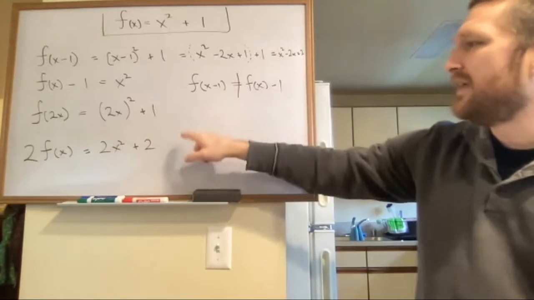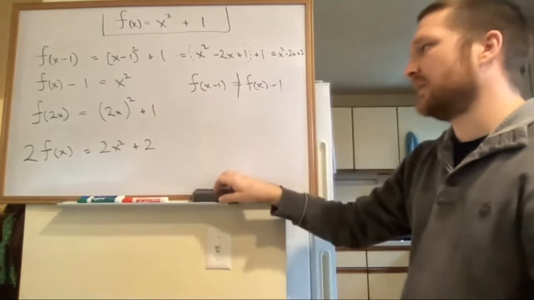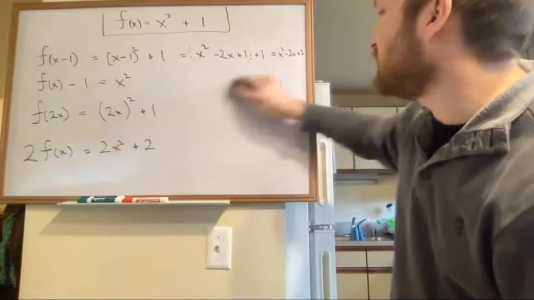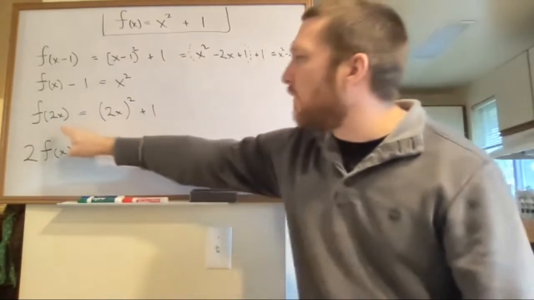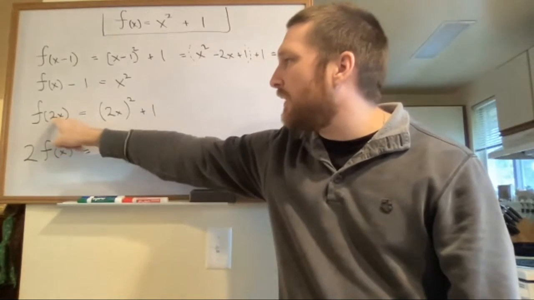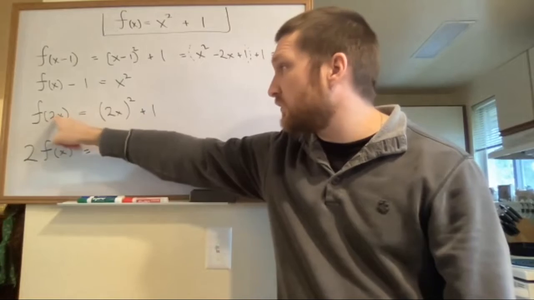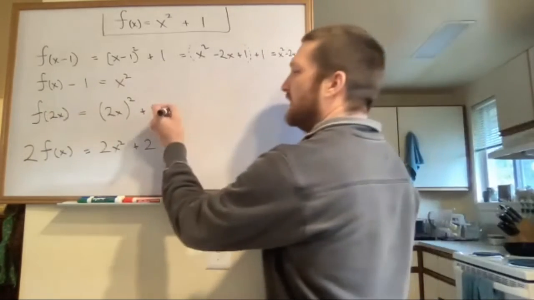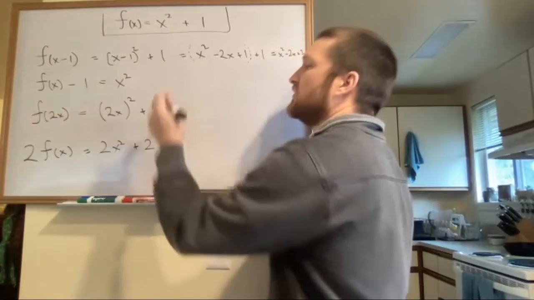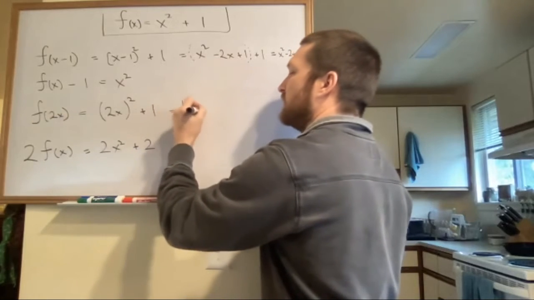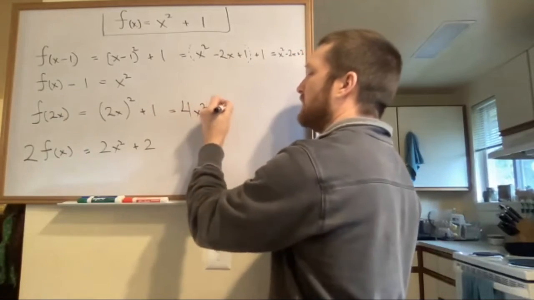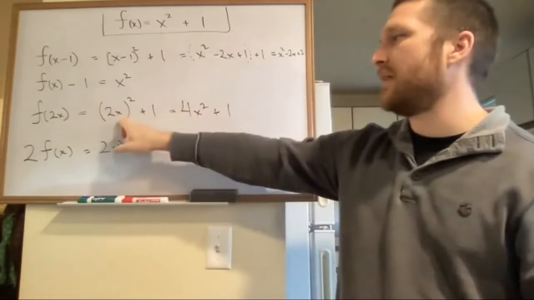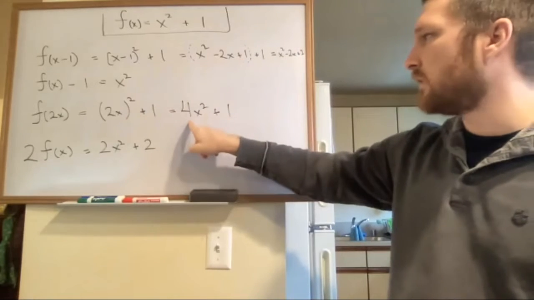Ditto right here. These are not necessarily going to be the same either, because check this out. When we multiply the input by 2 first, we get 2 times the input. In this case, we end up getting 2x quantity squared, which is the same as 4x squared, plus 1. I just rewrote that in the same way that I did earlier.